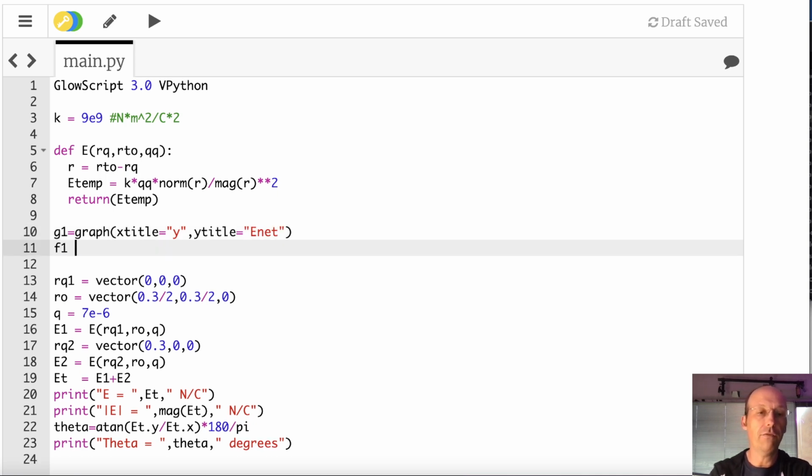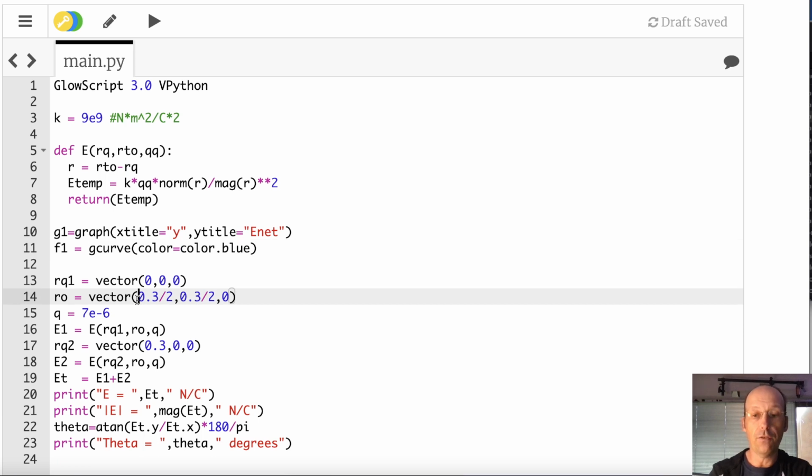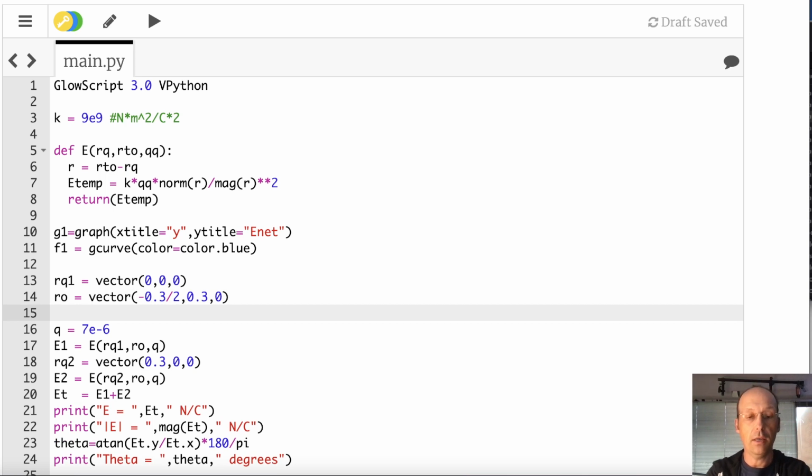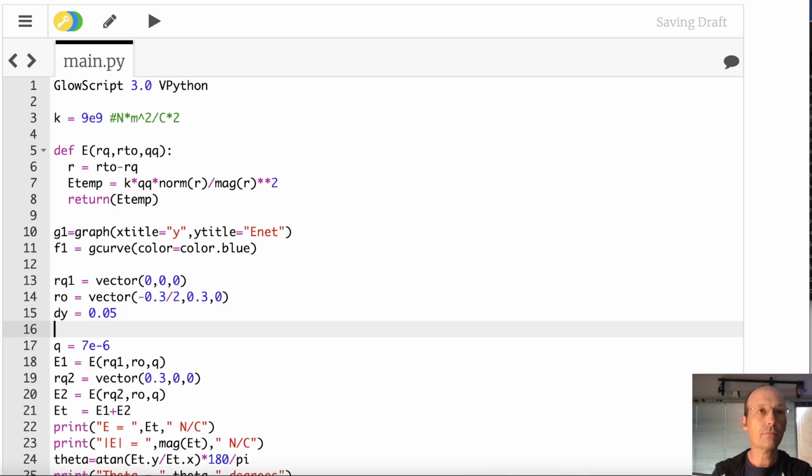And then I need a function F1 equals G curve, color equals color.blue. Now I need my starting observation location. I said I want to start it at negative 0.3, and then the y value of 0.3. So I'm going to start right next to A. And now I need to pick a step size. How much am I going to move? So let's move dy equals 0.05. I don't know. Let's just do that.